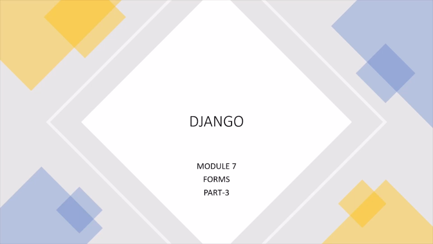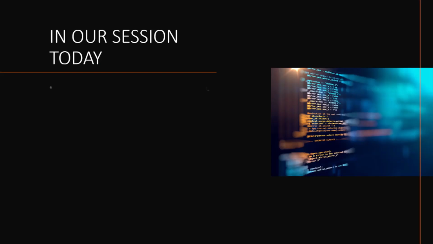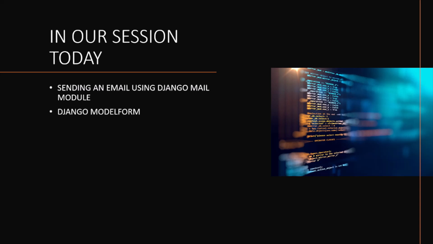Hello and welcome to part 3 of module 7 in our Django series. This is the last session for this module. During this session, we're going to talk about how we can send an email using the Django mail module. And we'll also discuss the Django ModelForm class before implementing it in our code.